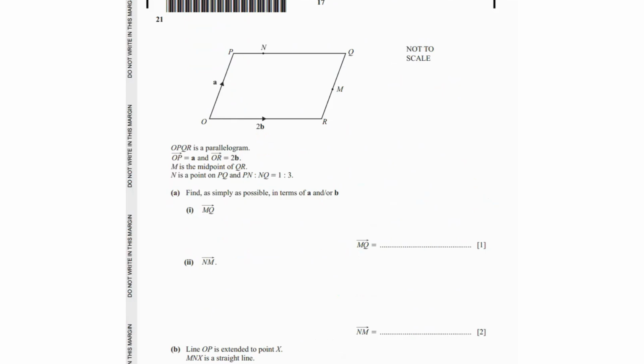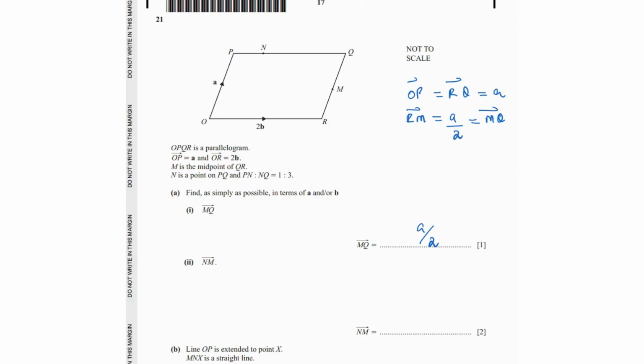So if M is the midpoint of QR and it's a parallelogram, OP will be the same as RQ, which is A. So RM is going to be A over 2, and so will MQ. So MQ is A over 2. In a parallelogram, opposite lines are going to be the same. So that's why vector OP is the same as vector RQ.